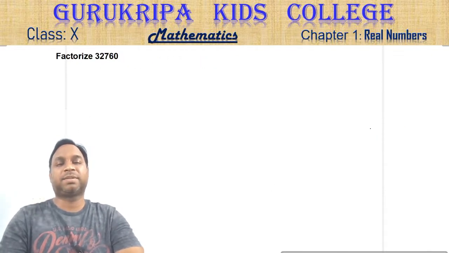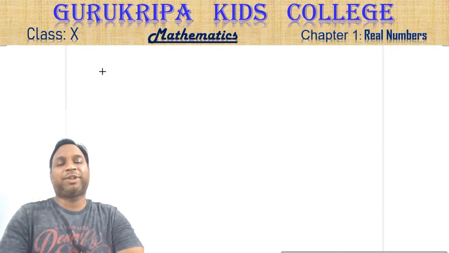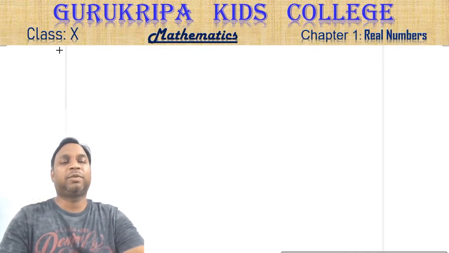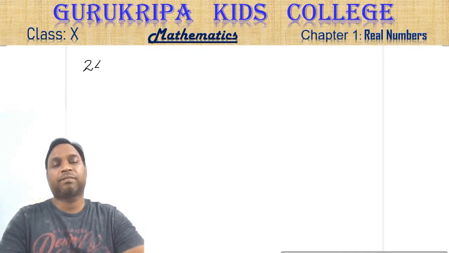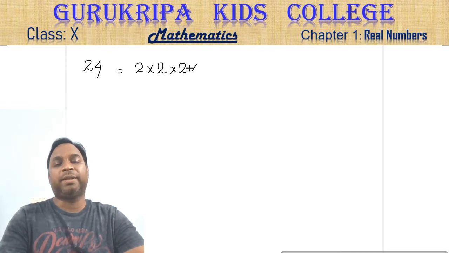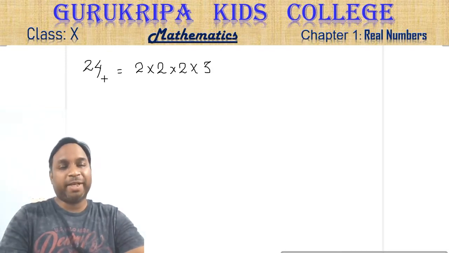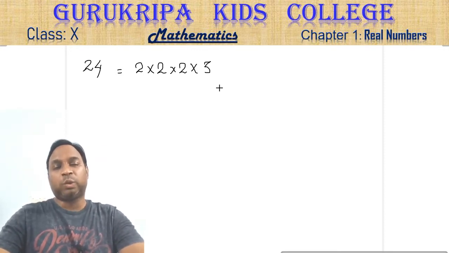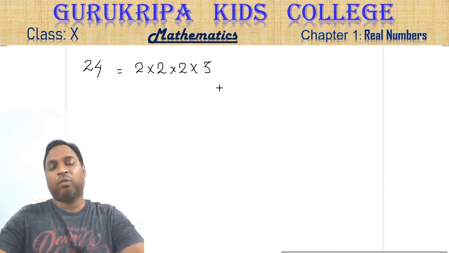Let's take some examples. Let's take what? Tell any number. Let's write it in black. 24. What can we write it as? 2 into 2, 4 into 2, 8 into 3. We have expressed it as a product of different prime numbers. 2 will come 3 times, 3 will come 1 time.